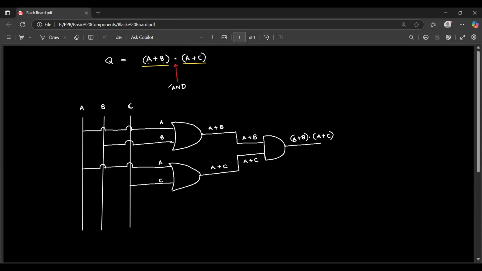We have to find the circuit. We need an AND gate, and then we need two OR gates. And then you just have to pass the signals according to the question or solution that is given to us. Okay, so let's try another one. Something like Q is equal to A dot B whole thing bar plus C bar, whole thing bar.